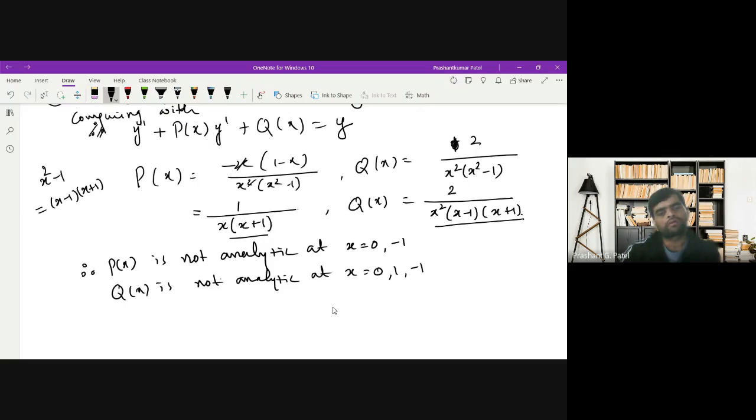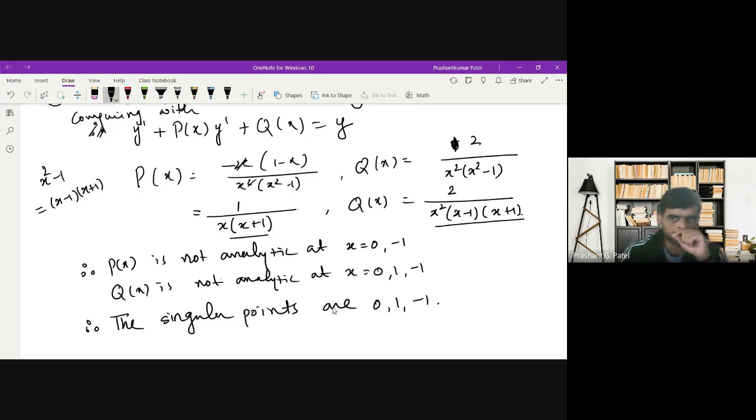Okay, so therefore the singular points for this differential equation are 3: 0, 1 and minus 1. They are the singular points. Since we have the singular points, we need to calculate which are the regular singular points. For that I need to check what is happening at x is equal to 0, at x is equal to 1 and at x is equal to minus 1. So we'll do it for x is equal to 0.